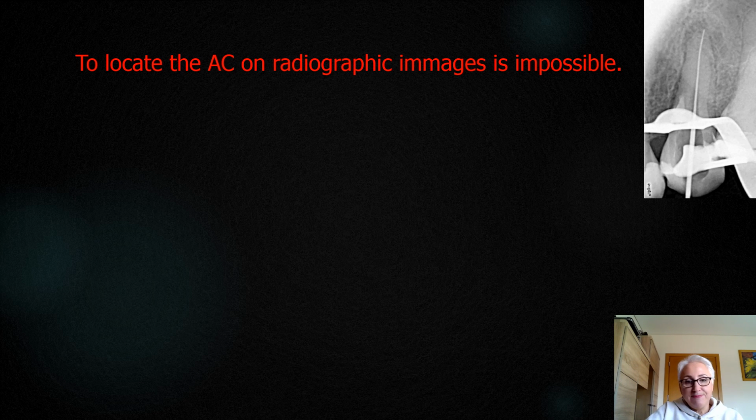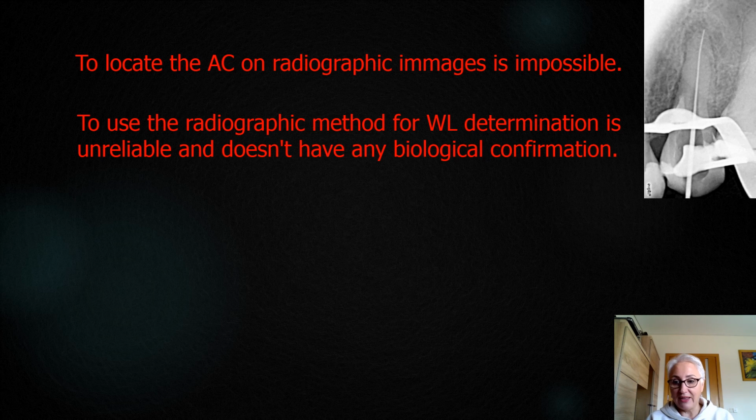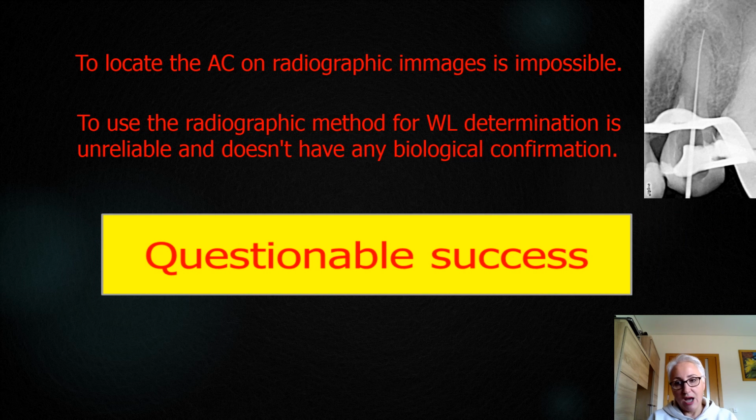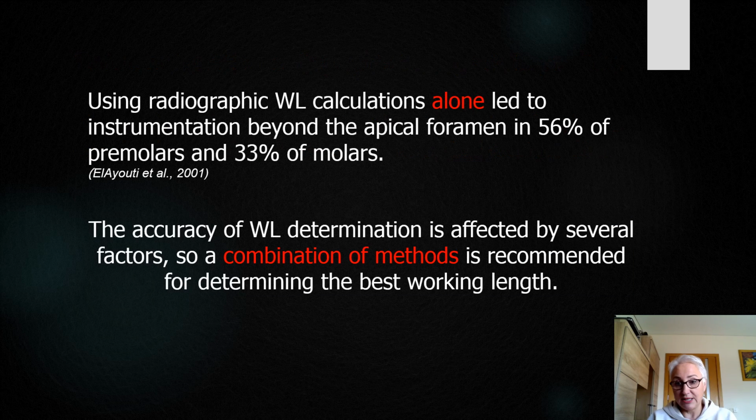So anyway, locating the apical constriction on radiographic images is impossible. You can see only whether your instrument is inside the canal or outside the canal. In some cases, you cannot even tell that. Using the radiographic method for working length determination is unreliable and has no biological confirmation. So if you use only radiographic methods for working length determination, you could have questionable success.